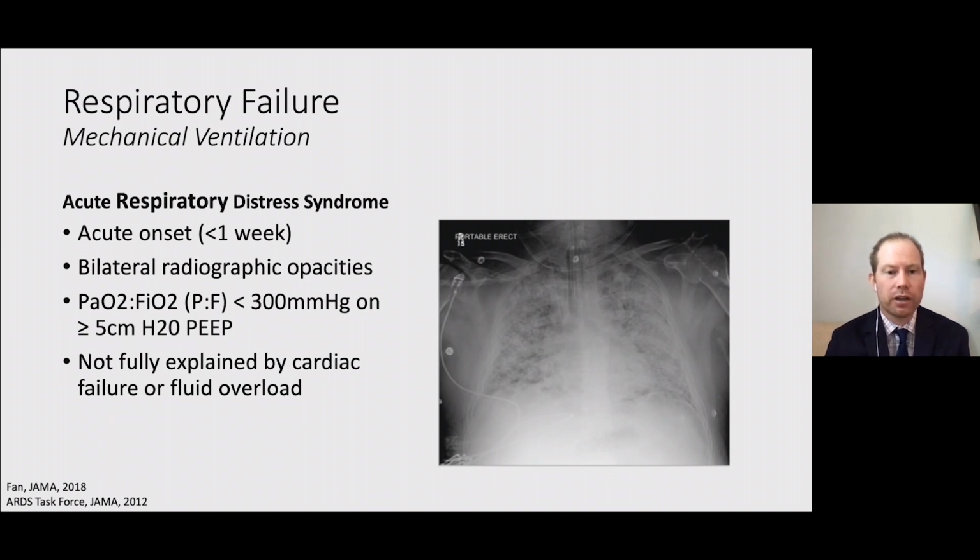In general, ARDS presents within 1 week. This is ARDS in general, and this includes COVID-19, although it may be slightly delayed in COVID-19. If you recall from the Berlin definition, it's defined by the presence of bilateral radiographic abnormalities and a P/F ratio of less than 300. Just as a refresher about the P/F, that's the PaO2, so let's say the PaO2 is 100, divided by the FiO2 as a decimal. If the PaO2 is 100 and the FiO2 is 50% or 0.5, then the P/F ratio is 200. And it can't be fully explained by cardiac failure or fluid overload.